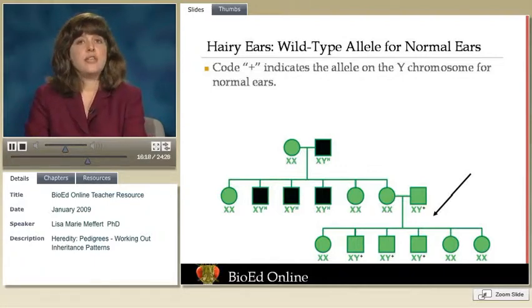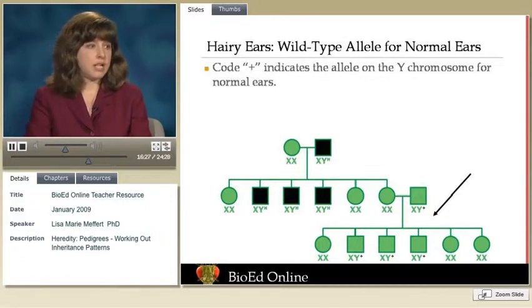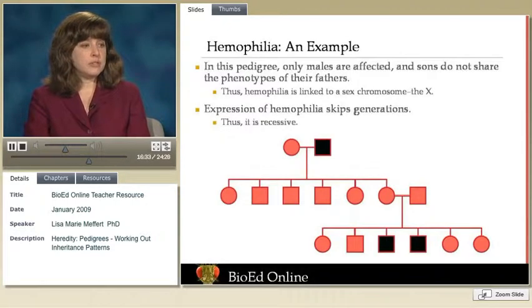Okay, so that was a Y-linked gene, and in a sense it's sort of dominant because you always see it associated with maleness. There's nothing to cover it up, because if you're a female you can't show this gene because you don't have the Y chromosome. So now we're going to look at, in this case, a sex-linked gene that is recessive.